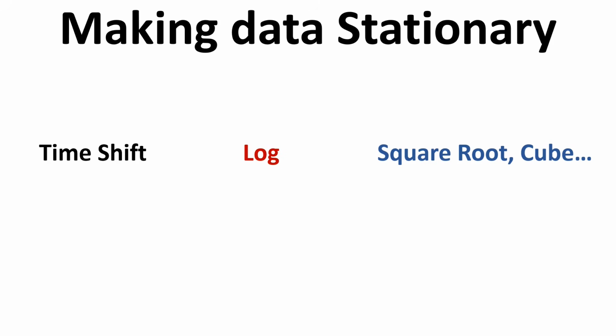If you find your data stationary enough on time shift itself, you can go ahead and start building your model. If you find it on log, then you can start with model building. Same goes with square root and cube. If you still don't find your data stationary enough or satisfactory enough, you can combine them also to find a satisfactory outcome. Let's have a look at time shift, what exactly happens over here.